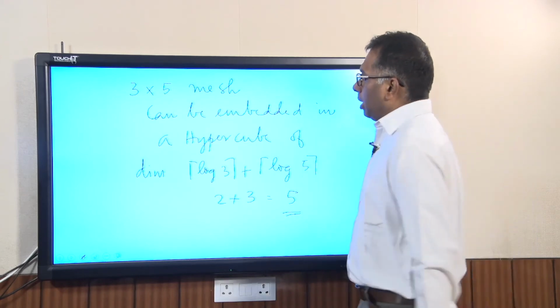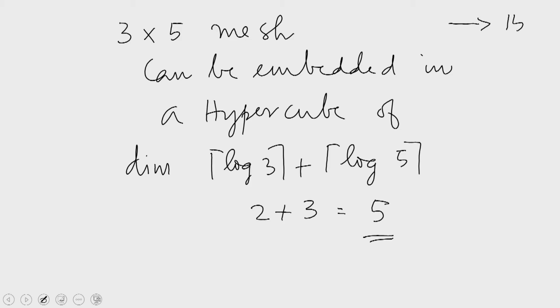But then a 3×5 mesh has only 15 processors. A hypercube of dimensions 5 has 32 processors. So, what we have established is that a 3×5 mesh with 15 processors embeds in a hypercube H5 of 32 processors. That does not sound very impressive, because there is a smaller hypercube which might be a candidate for embedding a 3×5 mesh. There is a 16-node hypercube, which is H4. H4 has 16 nodes. Why don't we try to embed the 3×5 mesh in H4, which has 16 nodes? That would be more sensible, if possible.